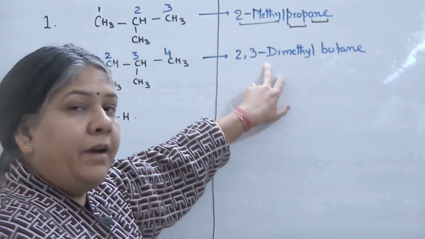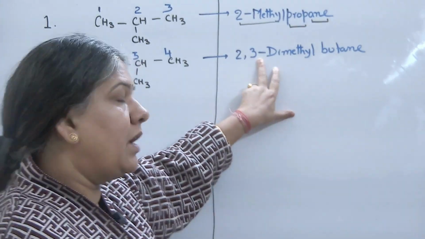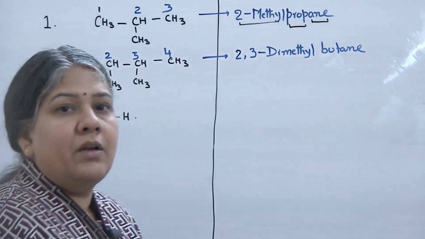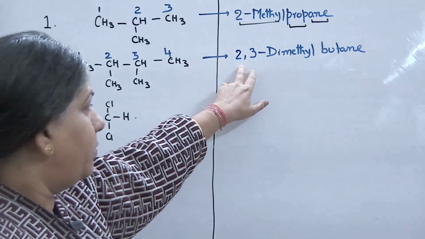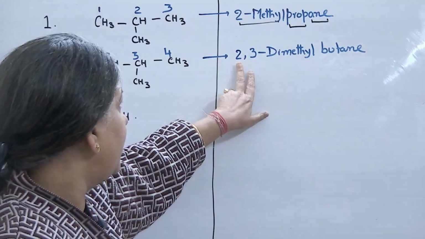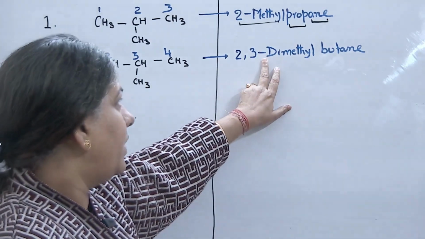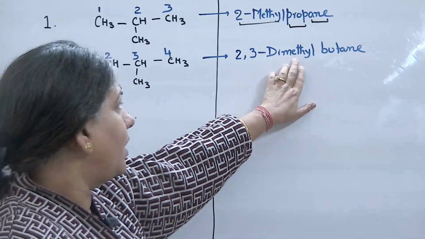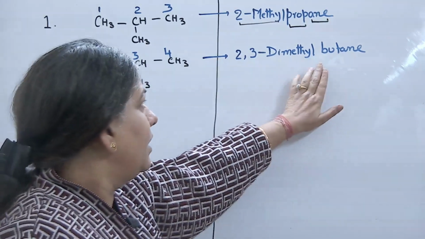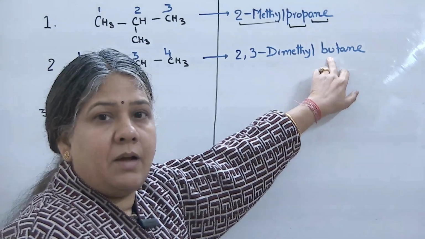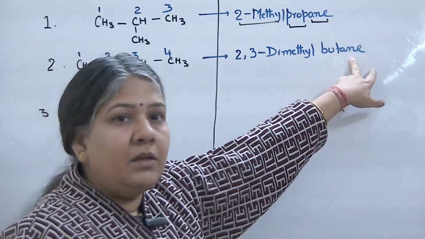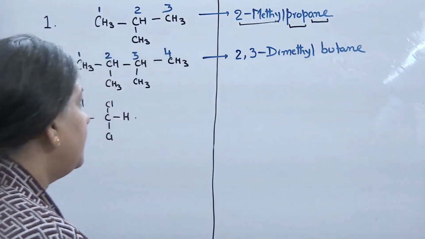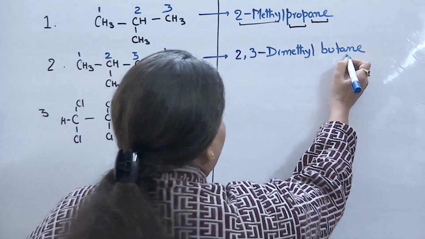Between a number and the alphabet we put a dash. So at carbon number 2 and 3 there are methyl groups. So the positions are mentioned first, 2,3, put a dash, dimethyl. Di means two methyl groups or substituents are present. The longest carbon chain is 4, so but, and ane because all the carbons are joined by single bonds. So that is the suffix part, ane.